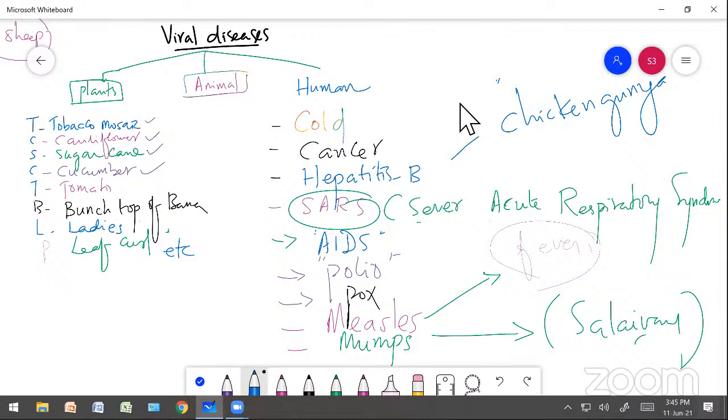This is simply viral disease. I repeat once again, viral diseases are categorized into three types. The first is viral disease in plants, the second is viral disease in animals, and the third is viral disease in human beings. Let me take viral disease in plants. My dear students, it's time for revision, right? Please, it's time for review.